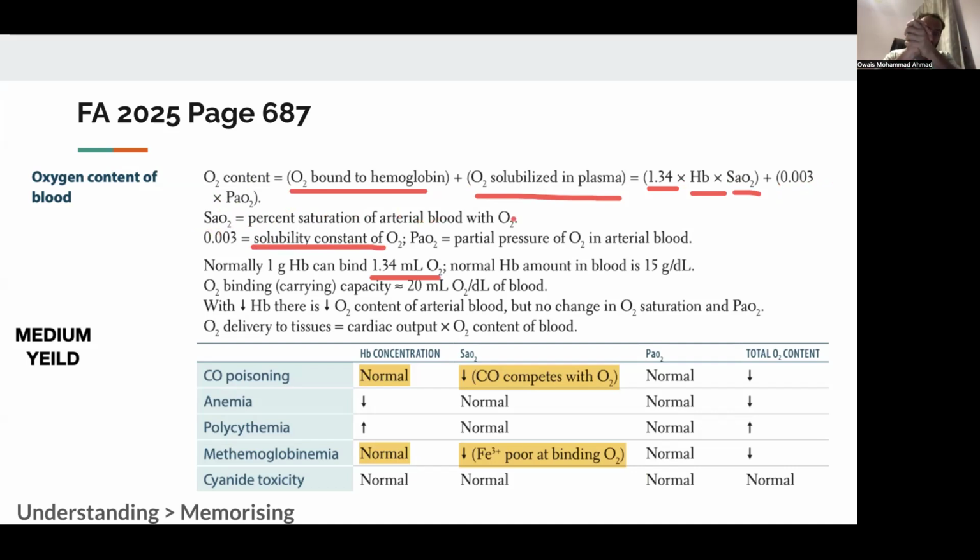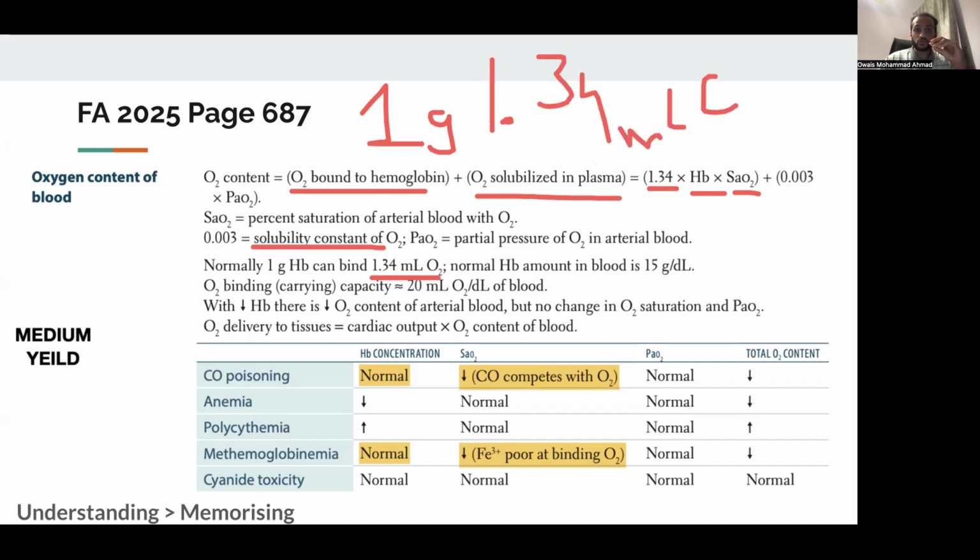So the amount is stickiness. 0.003 is going to be the solubility constant of O2, times the partial pressure of O2 in arterial blood. So we can see normally 1 gram of hemoglobin can bind to 1.34 milliliters of O2. Normal hemoglobin in blood is 15 grams per deciliter. So normally, if you have 1 gram of hemoglobin, it would then bind to 1.34 milliliters of O2. And then we can see normal hemoglobin in the blood, how much we have. And normally in our blood, we have 15 grams per deciliter.